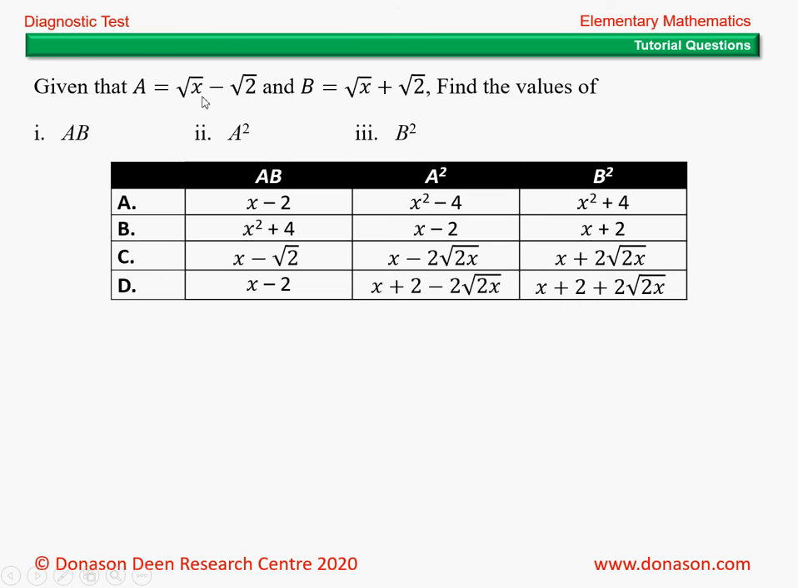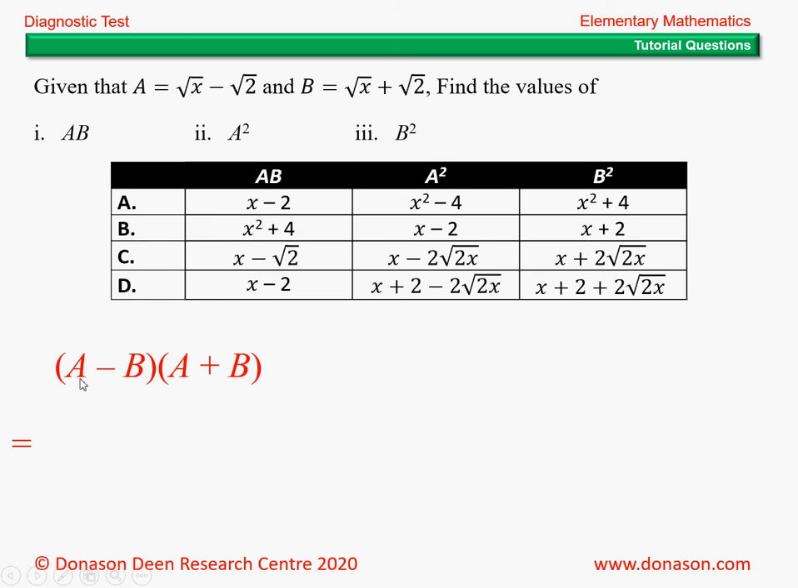Given a is equal to the square root of x minus the square root of 2, and b is the square root of x plus the square root of 2, you're told to find the value of ab. Okay, so we're going to multiply a and b, which are in terms of x and root 2, right?